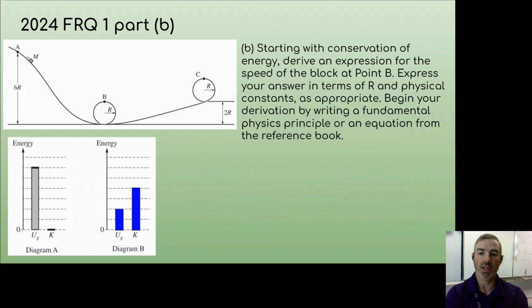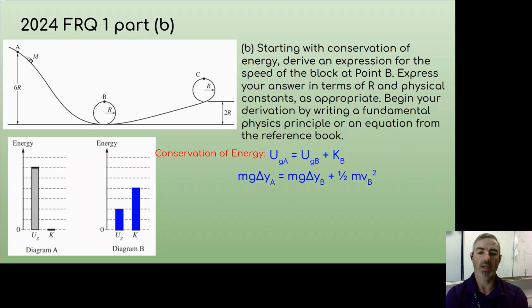Part B asks us to derive an expression for the speed of the block, starting with conservation of energy. We're going to use our bar chart, and we know that UG at point A is going to equal UG at point B plus the kinetic energy at point B, as our bar chart indicates. Then we substitute the equations in, putting subscripts for delta y of A and delta y of B in the second situation, and the velocity at point B we put a subscript of B.